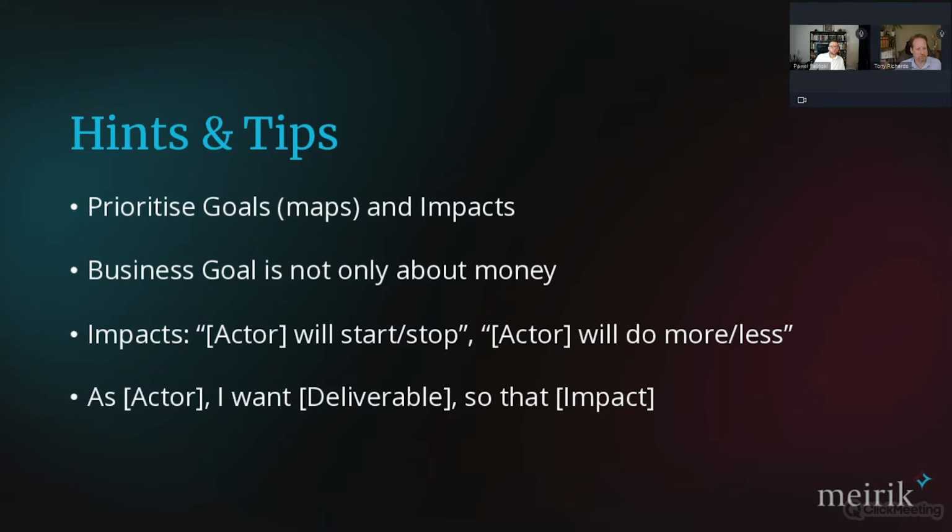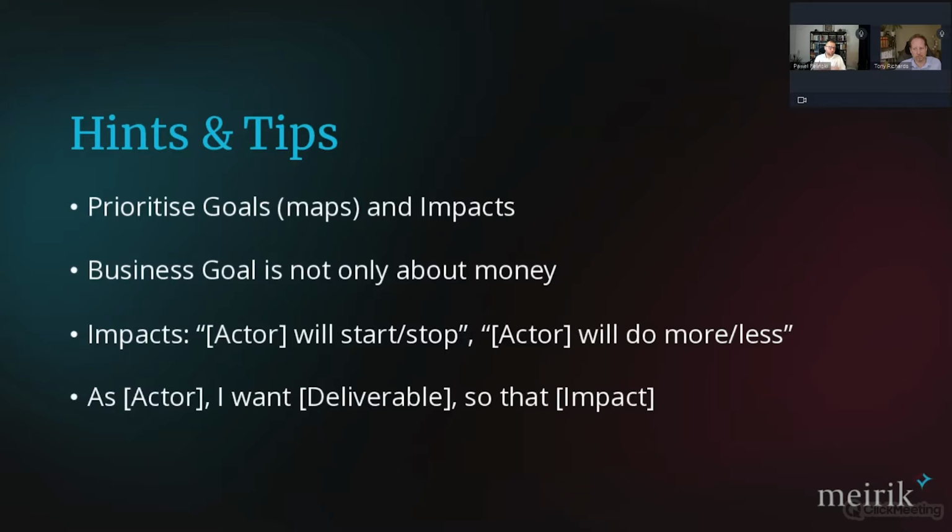Moving on. A tiny list for your awareness of what we were talking about. Prioritize goals, so maps or impacts. That's a tip from Tony and me. Number one. Second one, maybe I didn't talk about it directly. Quite often I see people struggling with writing business goals. If you agree that the goal is the business one, they think it's about money. Okay, so how much money will we make? It doesn't have to be money.